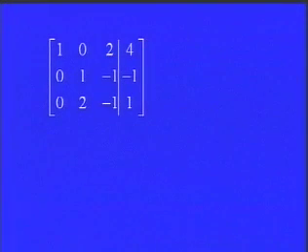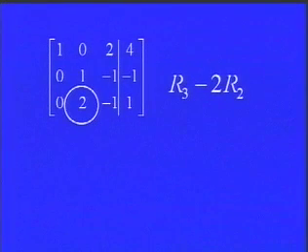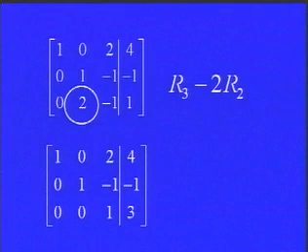Okay, now next, in that same second column, I still have a 2 where I need a 0. So if you will do row 3 minus 2 row 2, that's going to give me a 0 where the 2 is. Okay, and you can see, again, it's changed the other entries as well. All right, so it's looking pretty good. First column looks great, second column looks great. Let's move to the third column.